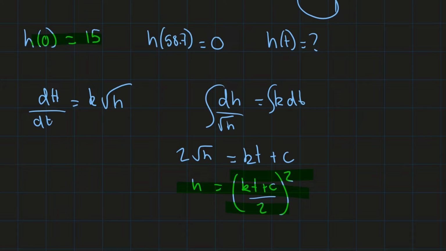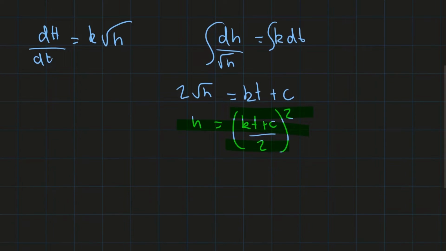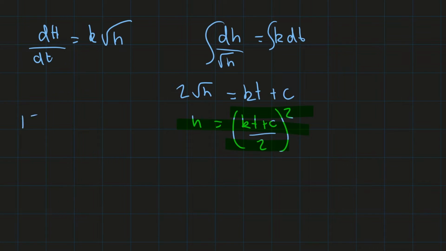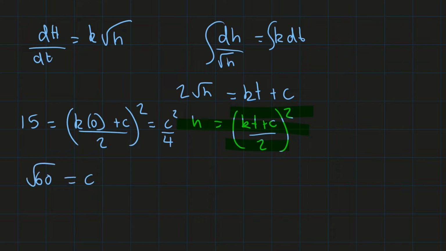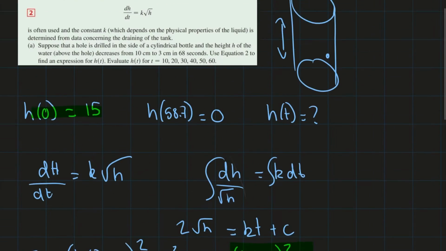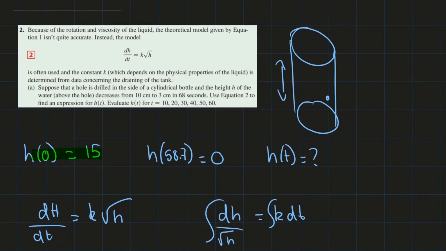So, using our initial values that we got here, we could plug in that at t equals 0, our height is 15, and we can use this to find c. Now using the fact that we have found c, we can use c to be able to find k.